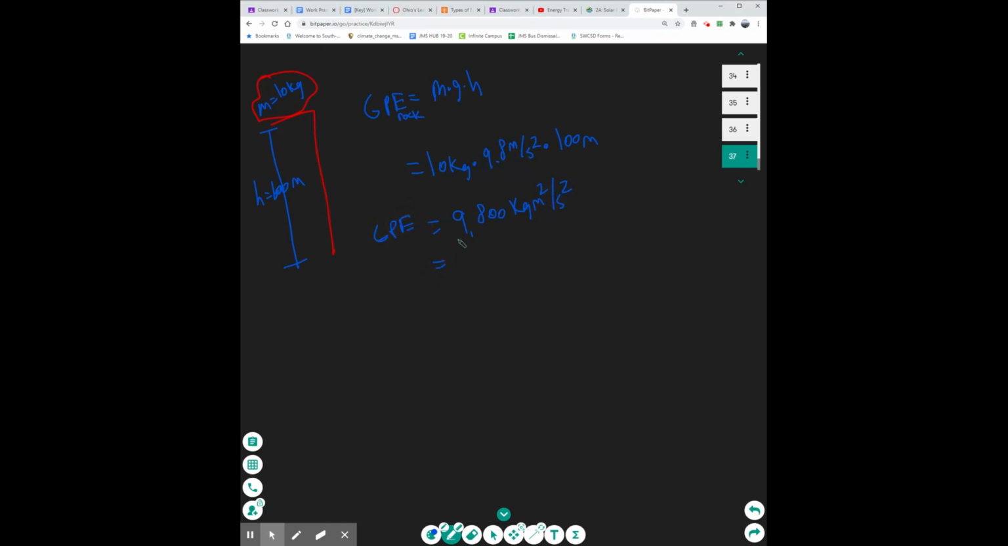Now, we don't want to write kilograms meters squared per second squared every time, so we can just write 9,800 joules like this. You could just abbreviate that with a capital J. I just wanted to spell it out for you because lots of you are seeing the word joule and going, hey, lol. So that's how you would solve the equation in a very simple case.